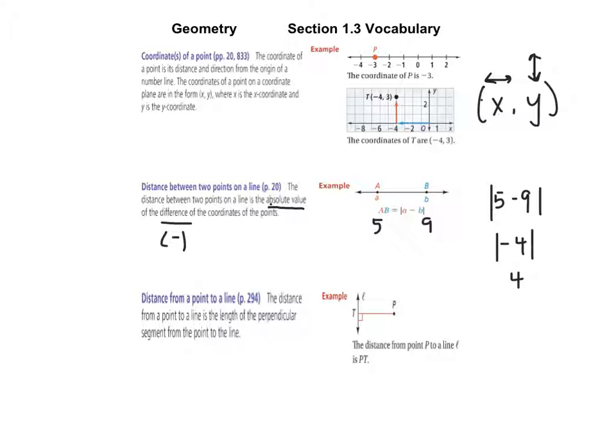So essentially what they're asking for is how far of a distance is it from this point P to the line? Okay. And you'll notice they put a point T in here where the lines intersect. Well, the distance simply from point P to the line is from P to T. That's how far it is. That's how long it is.